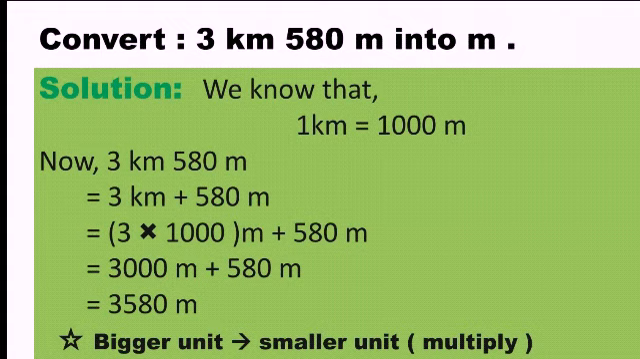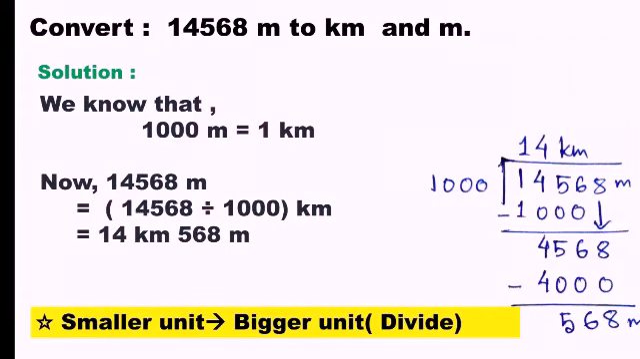So check the answer. Next conversion, 14,568 meter to kilometer and meter. Here we need to convert meter to kilometer, meaning smaller to bigger. When you are converting a smaller unit to a bigger unit, what do you have to do? You have to divide.